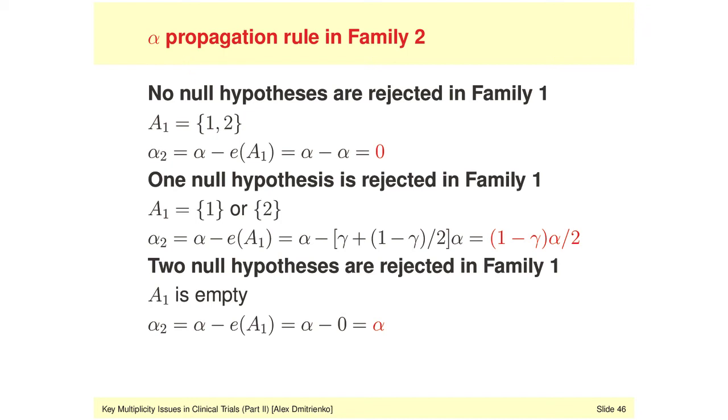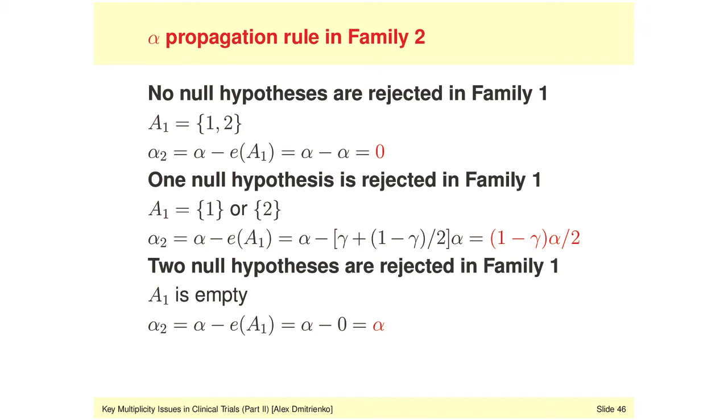We can put both of those outcomes in the same bucket under the same scenario. By applying the formula for the error rate function of the truncated Hogberg procedure, which again comes from slide 45, it is quite easy to verify that the significance level in the secondary family, alpha 2, is equal to 1 minus gamma times alpha over 2.